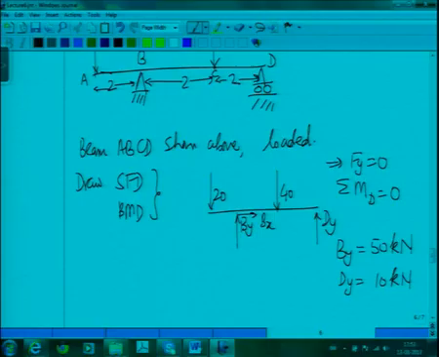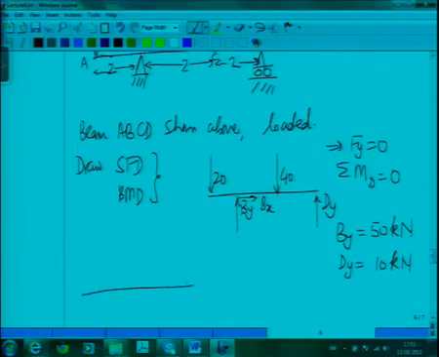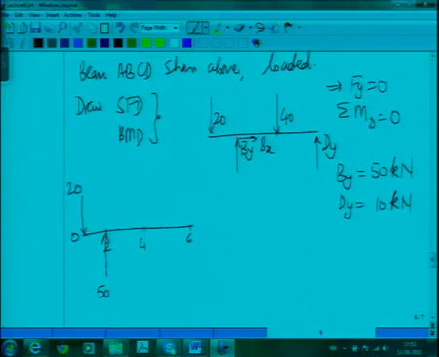So, now let us draw the full loading on the beam. It starts at 0, we have 2, 4, 6. We have a load of 20 kilonewtons here. At point 2, we have 50 kilonewtons. At point 4, we have 40 kilonewtons, and at point 6, we have 10 kilonewtons. So, this is what I can call the loading diagram of the beam. It includes the external reactions also. So, these are the forces acting on the beam.